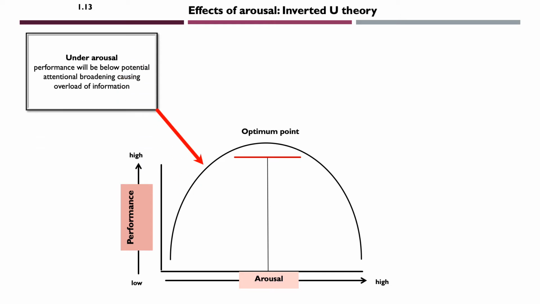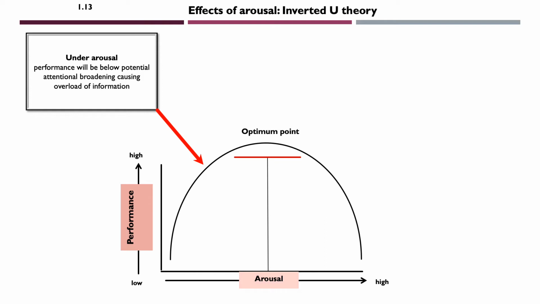The first one is a player who's under-aroused, where their arousal levels are fairly low, they're relaxed, they're not particularly fired up for a game, and at this point their performance level as a result is anywhere between low on the far left-hand side of the graph, moving up gradually towards this optimum point. But in this left-hand side, performance is still a little bit below potential.